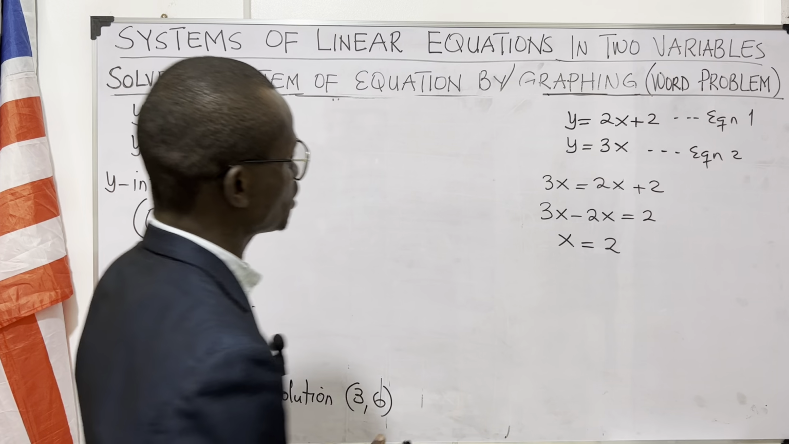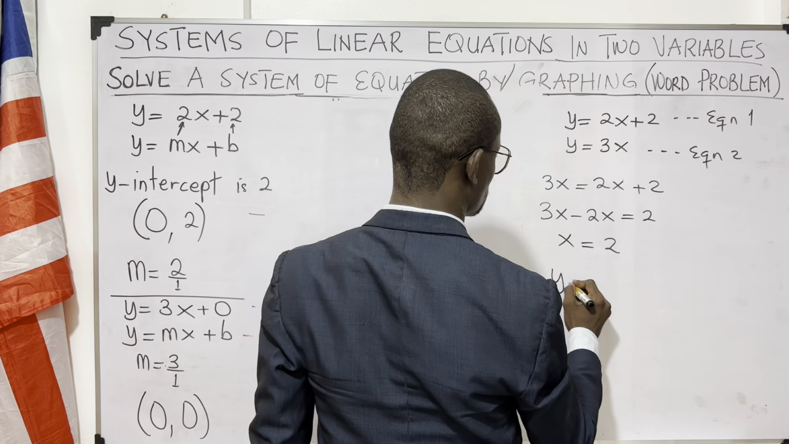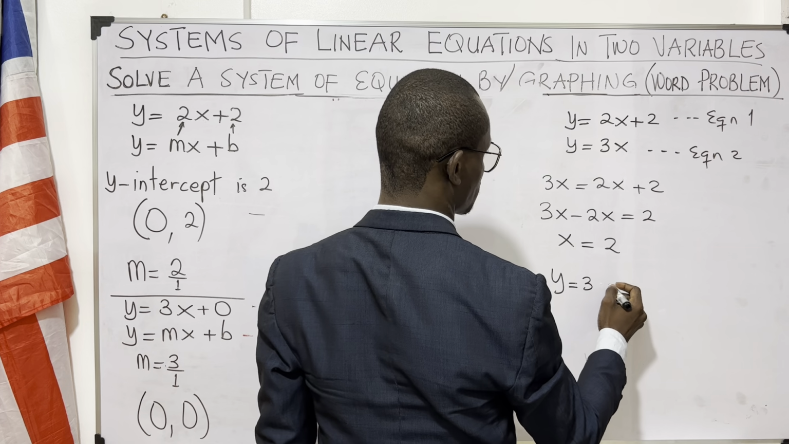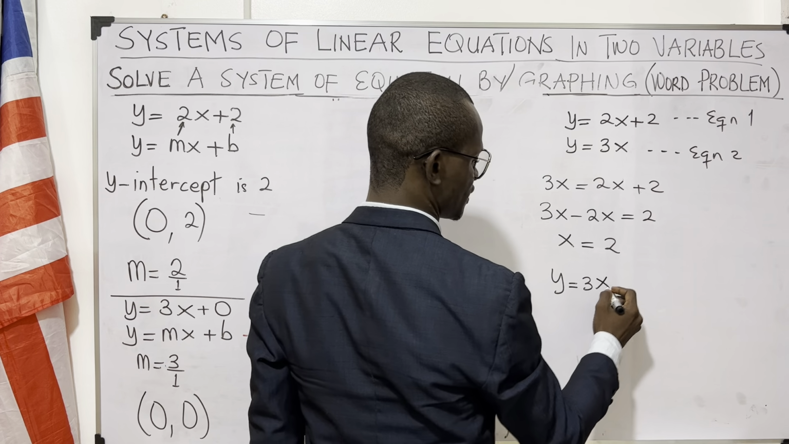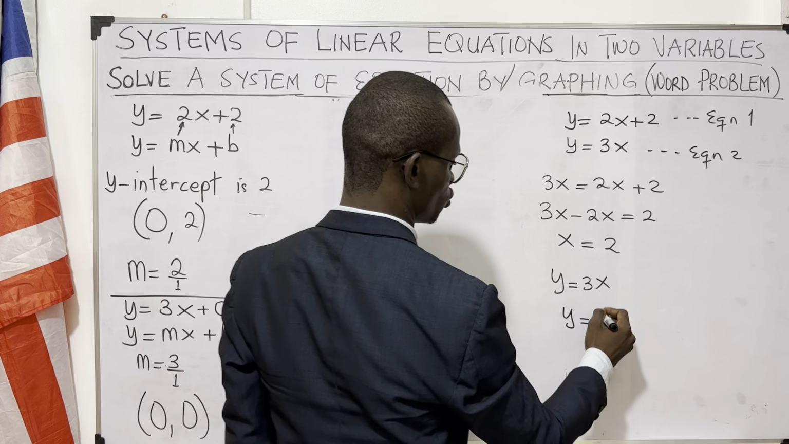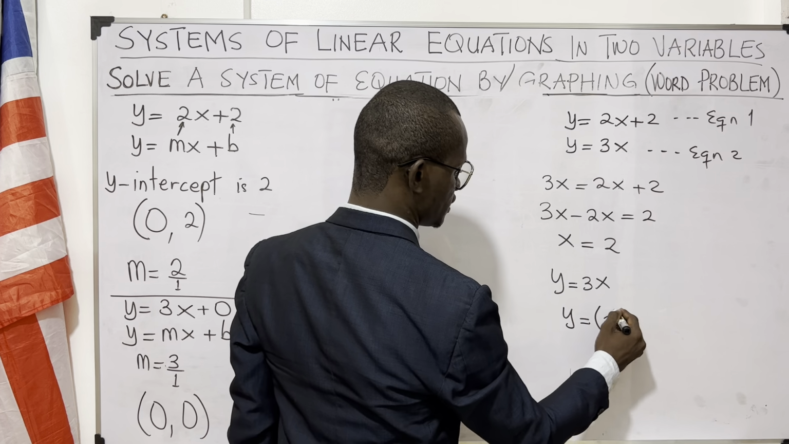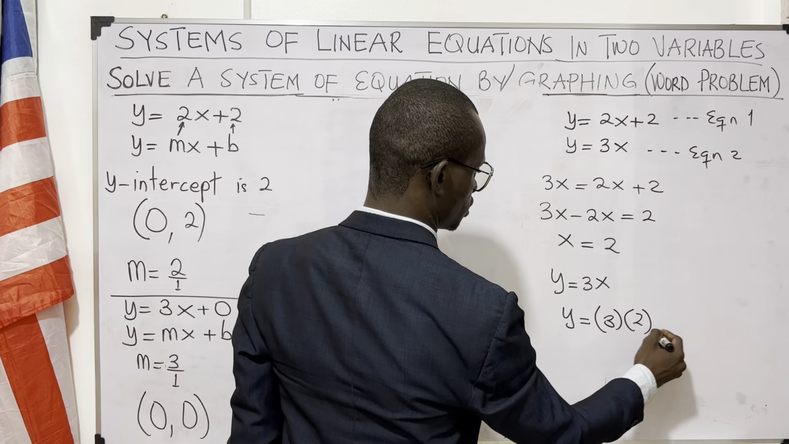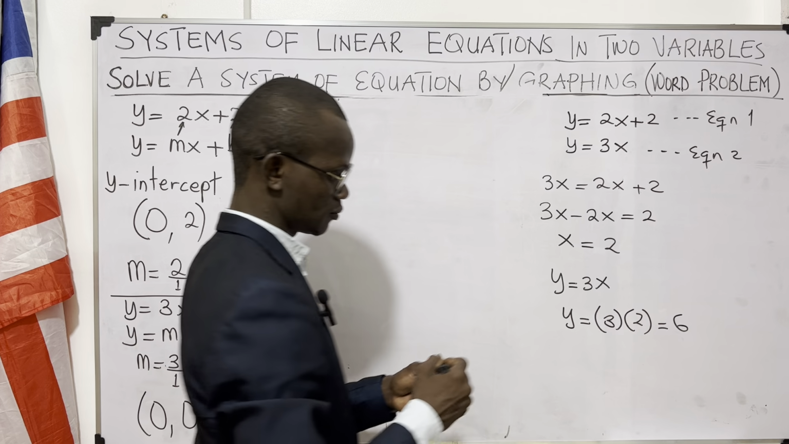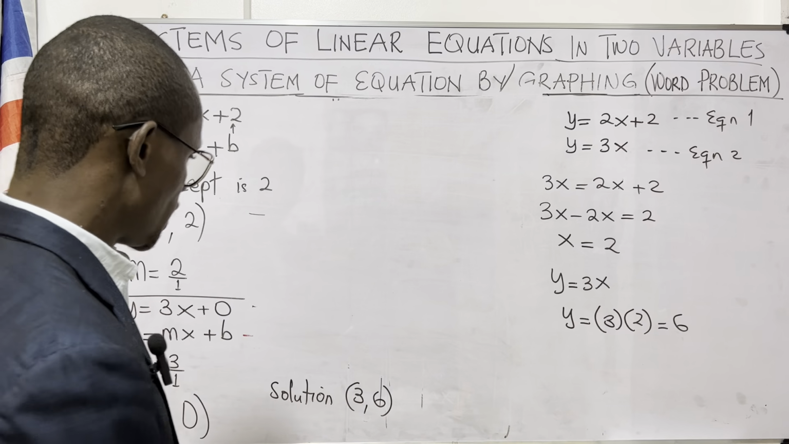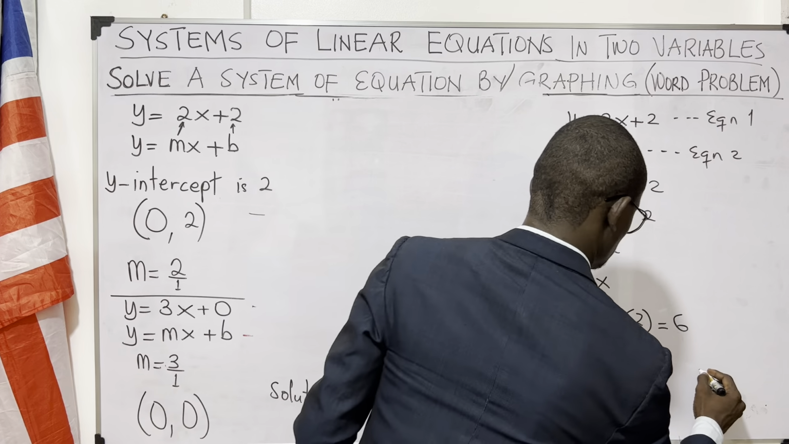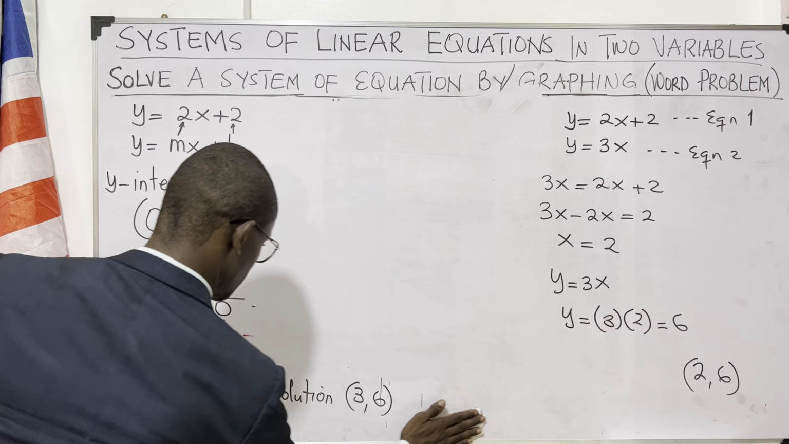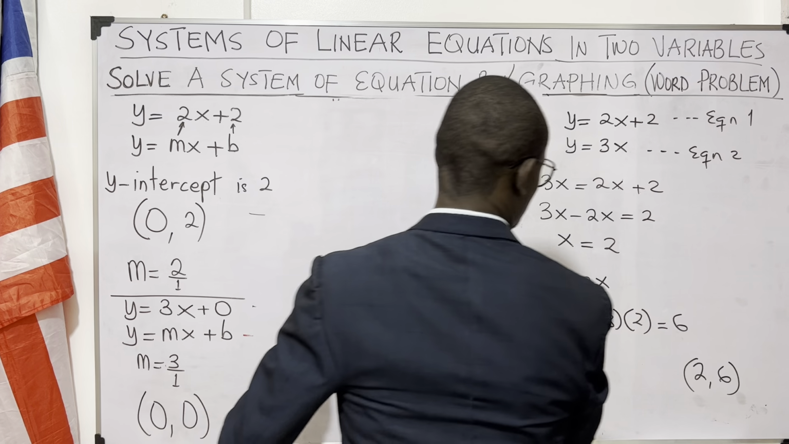If we were to do the next one, we take the second equation, 3 times 3x. So y is equal to 3 times 2, which is just equal to 6. So we have 2, 6.